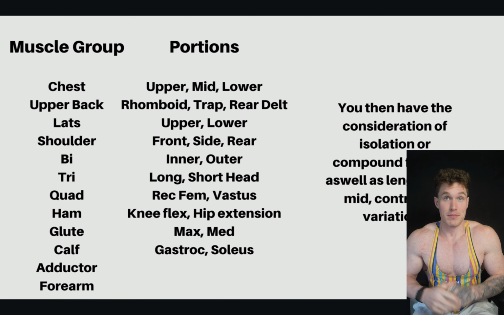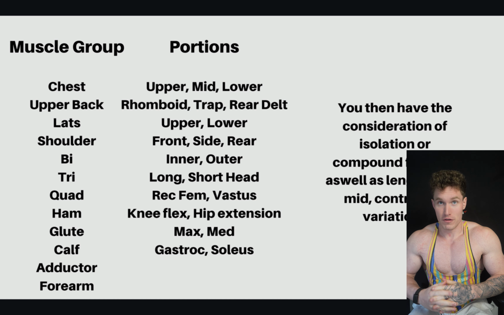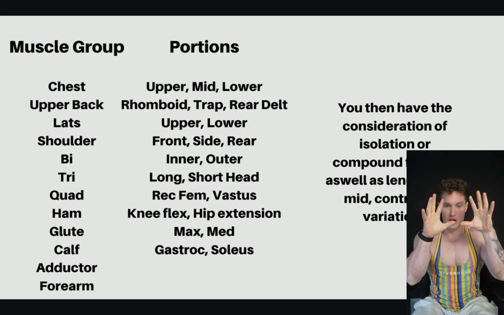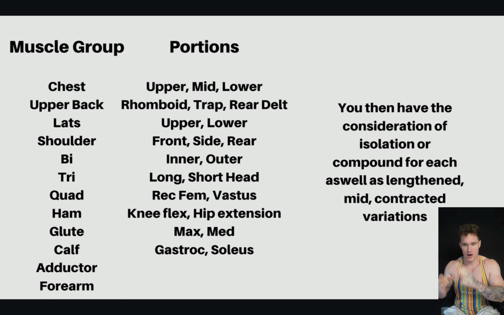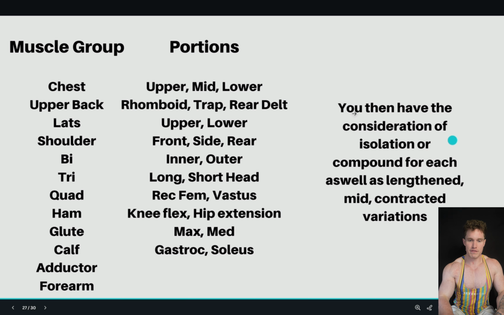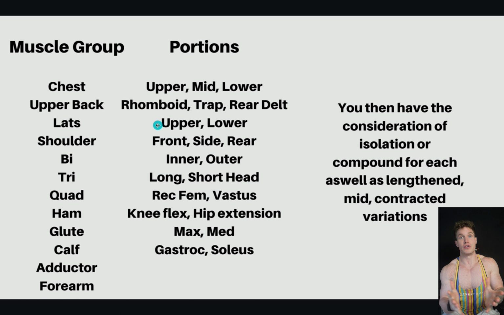So you obviously want some of those variables often, other variables not often. These are the whole portions of basically what you'll be training as a bodybuilder. And within those, you then have the consideration of isolation, compound, and then lengthened, mid, or contracted variations. And then obviously just making sure that they're stable. So these are the actual variations you want to have. Some of the other considerations are that you always want it to be as stable as possible and as internally stimulating as possible, but these are the ones you actually want to move around and through.